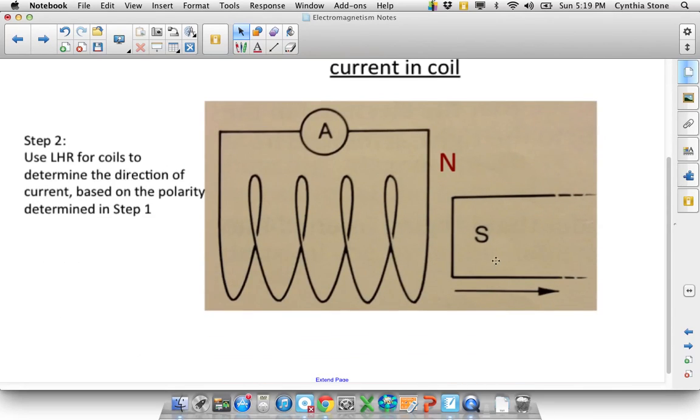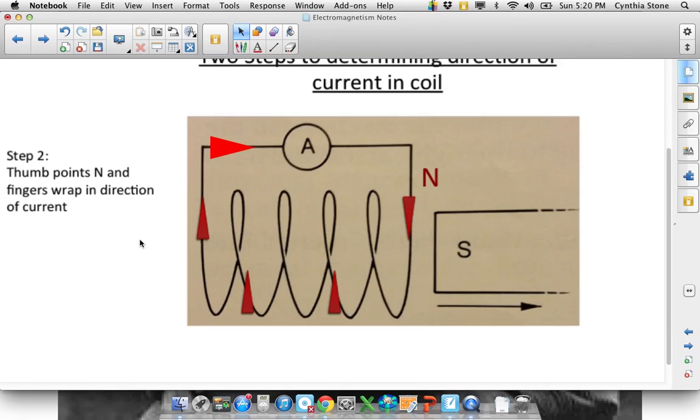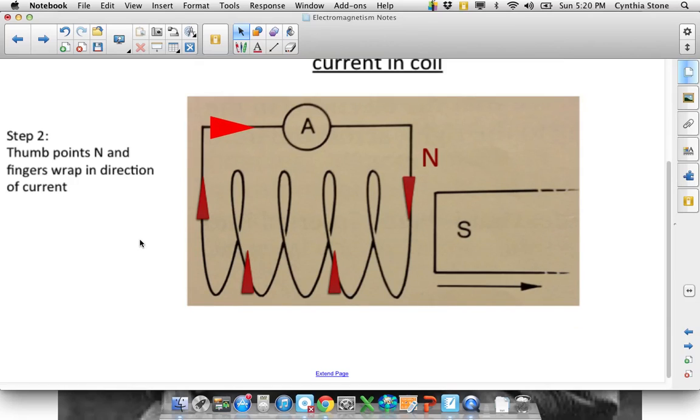Next, I still don't know the direction of the current through the coil, but now I just use the left-hand rule for coils. So I get my thumb to point to the north there, fingers wrap around, and then I can figure out the direction of the current. Okay? So my little arrows show that, kind of, go up the front, down the back, up the front, down the back, up the front, down the back. And that's the direction of the current, and now I know which way it's going through the ammeter.